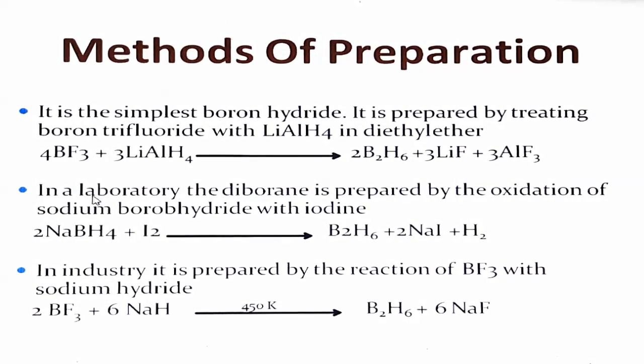Second method is called the laboratory method of preparation of diborane. In this method, sodium borohydride is oxidized with the help of iodine, and we get borane here. Third method is industrial preparation, and in industry it is prepared by the reaction of BF3 with sodium hydride at 450 Kelvin temperature, and we get B2H6. So there are three methods. This is the simplest method. This is called laboratory preparation, and this is called industrial preparation of borane.